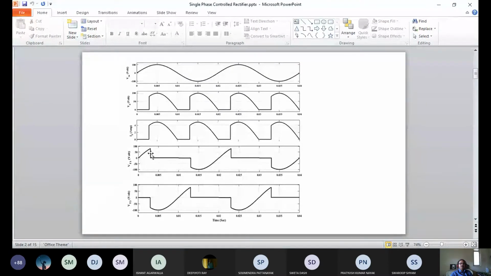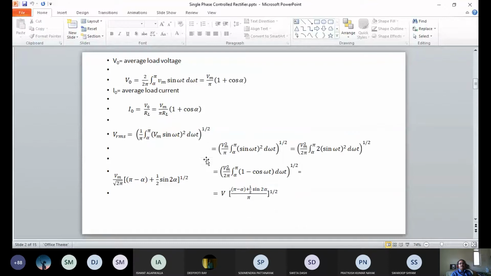So here the source voltage and 0 because it is conducting. Here everything is open, so no voltage will appear. The circuit is not closed. So again, the source voltage will appear up to this. When the thyristor is conducting, again it is 0. Right. So average voltage, tell me.